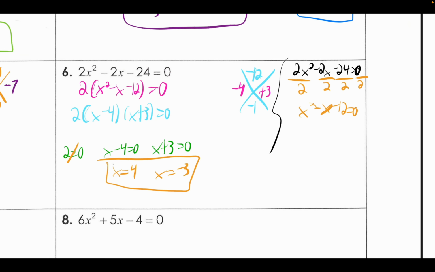You could also do that same exact task right here between the pink and the blue, where you divide everything by 2 right here and have those reduce, and you're left with this equals 0.